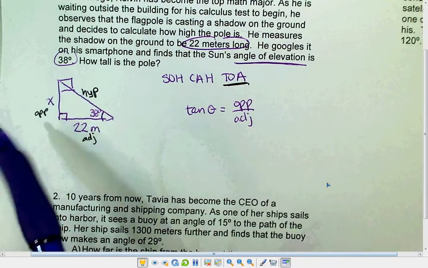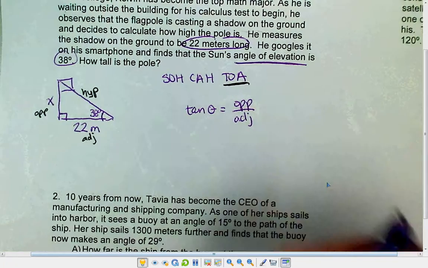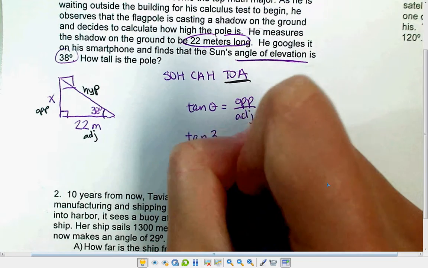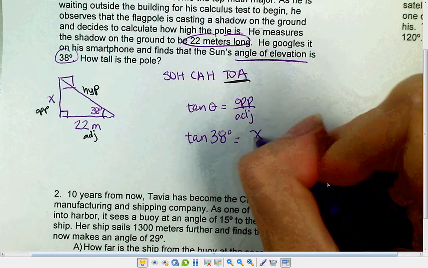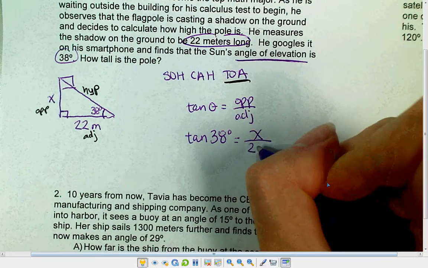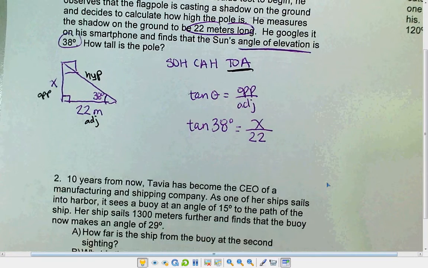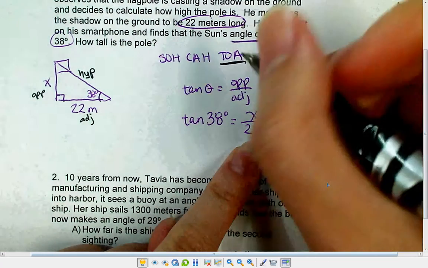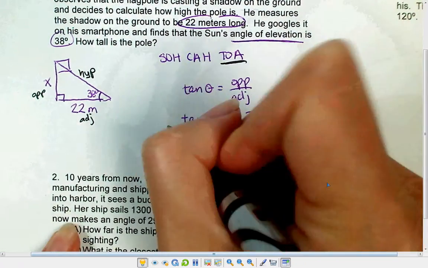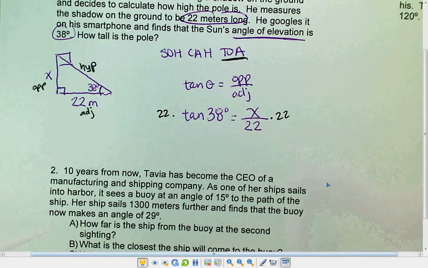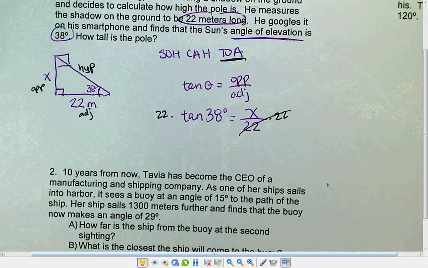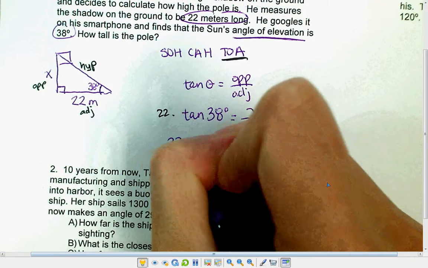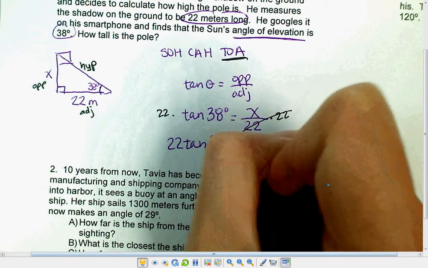So now we can plug in the numbers that we know. So our angle is 38 degrees. Our angle always goes after the trig function. Opposite is x, and adjacent is 22. So we're solving for x. We're trying to get x by itself. So what I'm going to do is get rid of this dividing by 22 by multiplying by 22 on both sides. That's going to cancel out my 22's, and so I'm left with 22 tangent of 38 degrees equals x.